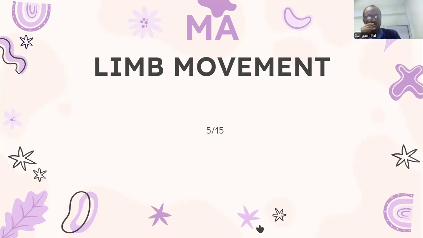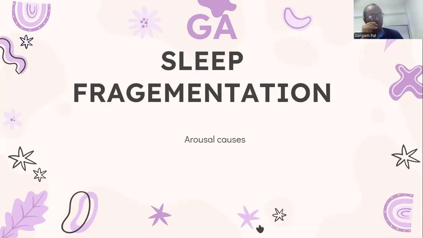We have to also see sleep periodic limb movement disorder. And the next alphabet in Sare Gamma, we'll consider that G is sleep fragmentation. So daytime sleepiness is because of arousal, and arousal can be because of apnea, hypopnea, RERA, and then we saw it can be because of even periodic limb movement.